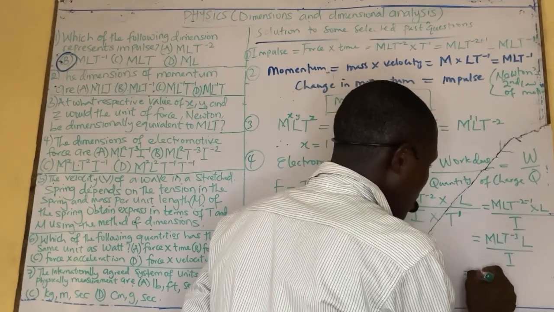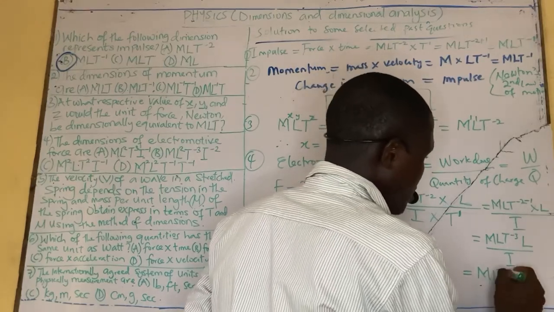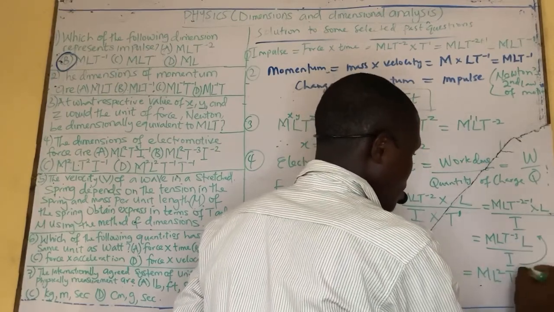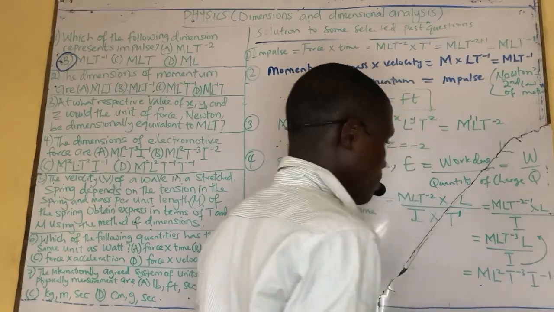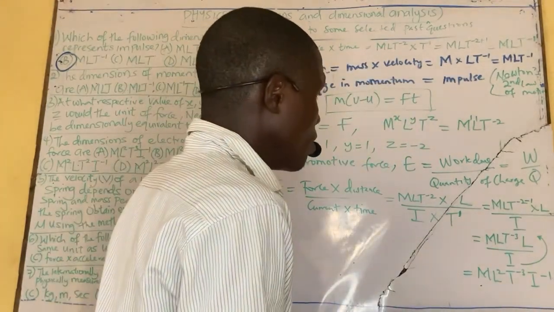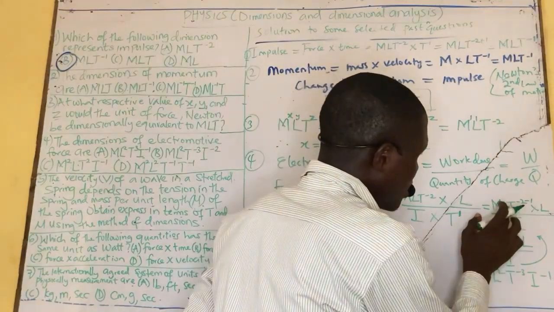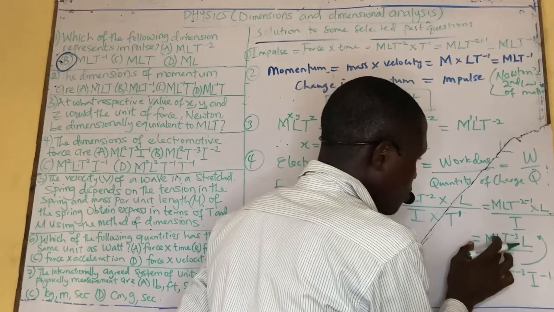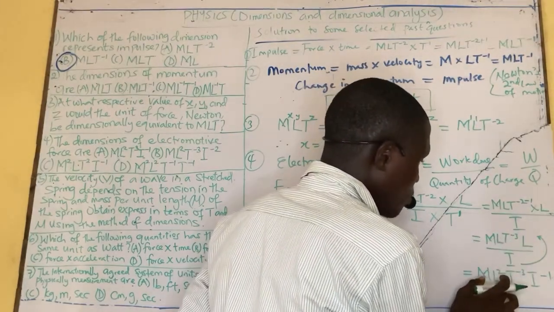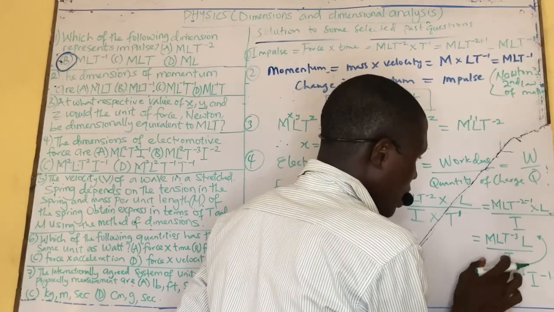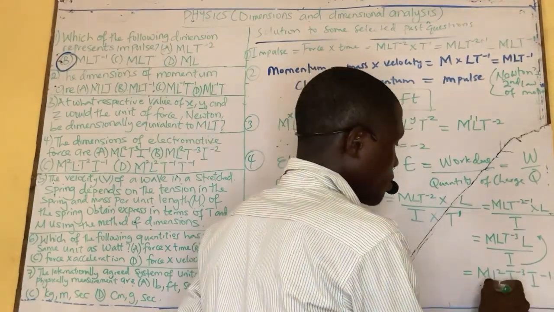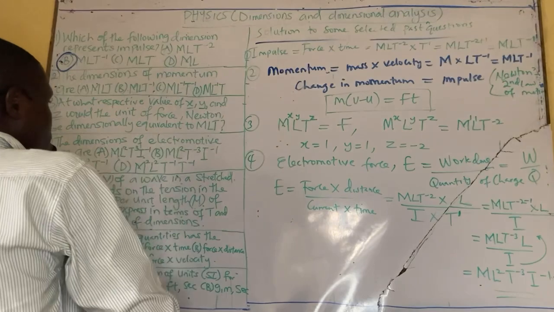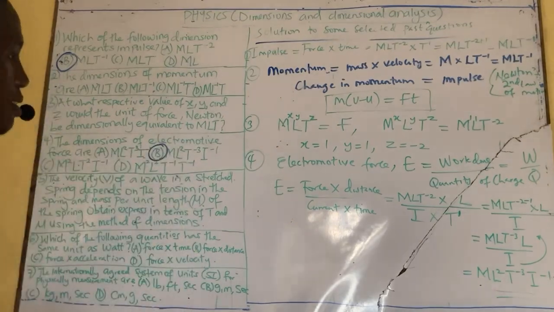Now you can easily multiply this together to give L squared. You get it? T raised to power minus 3. Then I comes up, I raised to power minus 1. Please know that. So L multiplied by L becomes L squared, and I comes up to become I inverse. Please don't be confused. It's very, very simple. So we have option B.